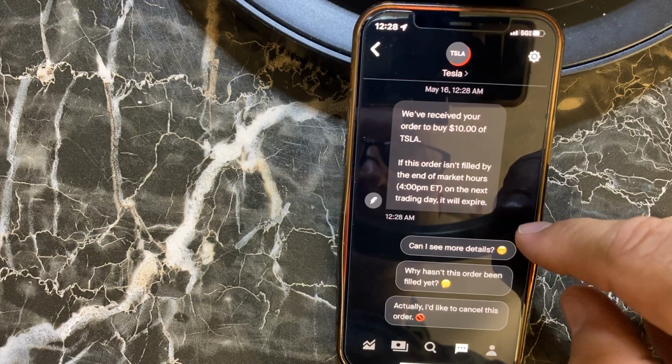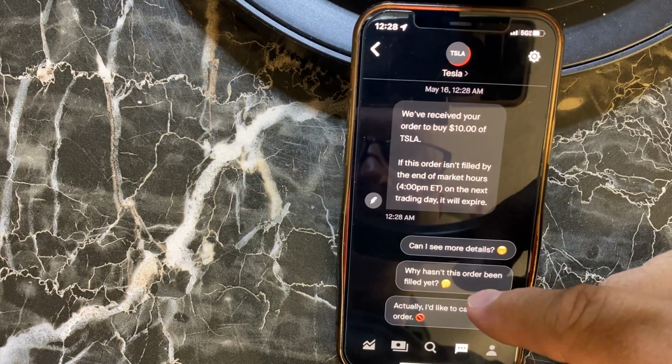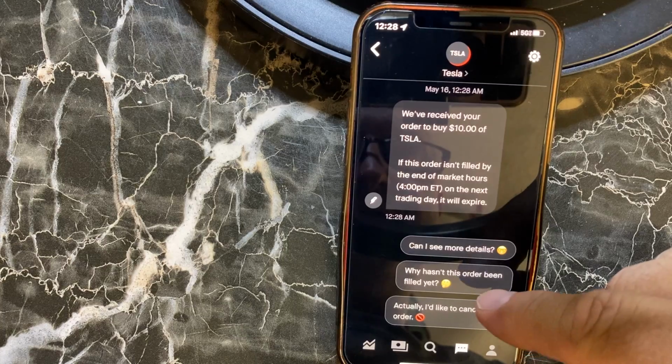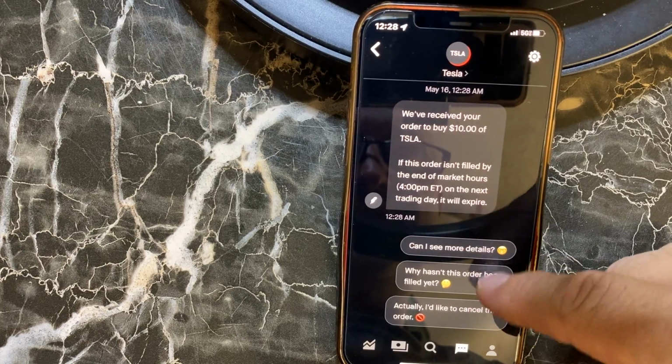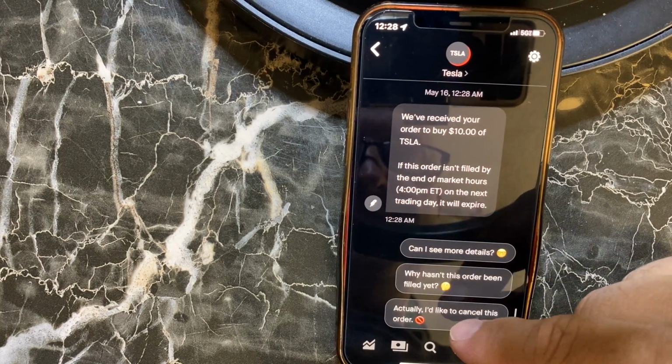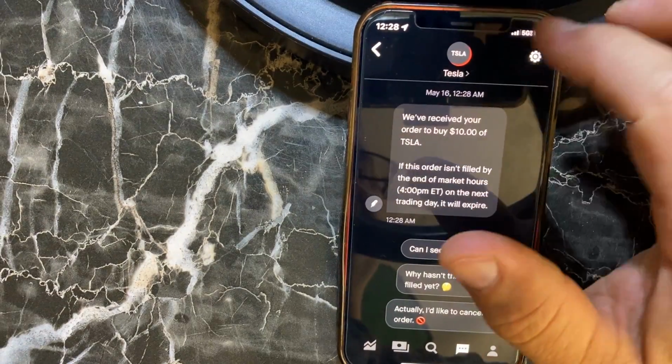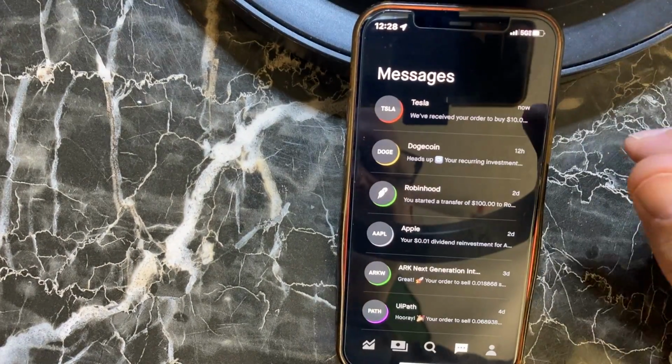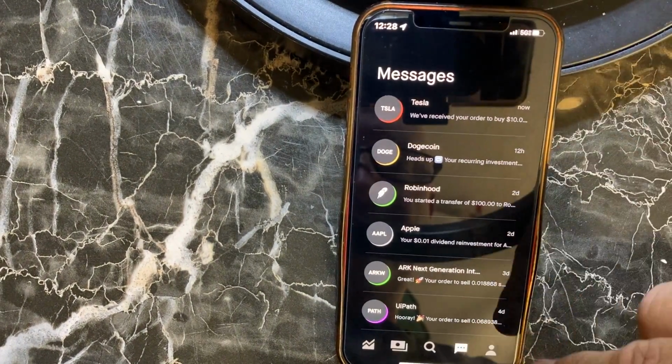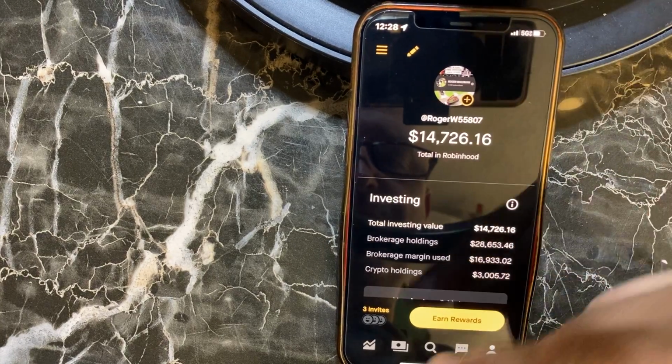So then you can cancel your order, and what you have to do to cancel it. Why hasn't this order been filled yet? So it kind of gives you a little bit of details there. But anyway, this is not investment advice. I'm just basically telling you how it works.